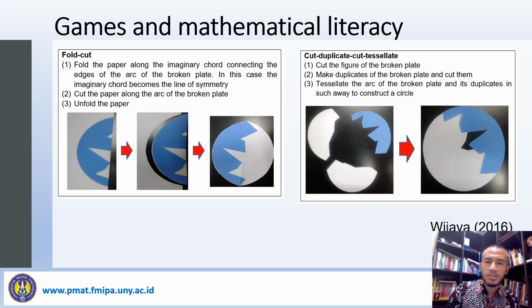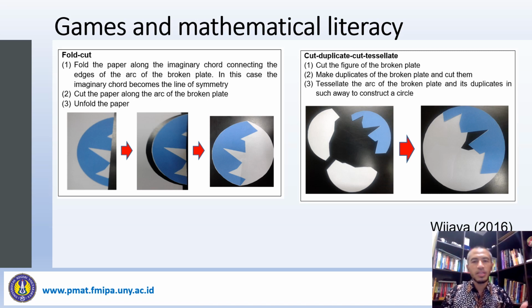And these are the result of student work when they were doing role-playing games. They really cut. They say that, okay, we make a copy of the broken plate onto the paper, and then they cut it, we fold it, and then they cut it, and then we unfold it to get the result, to get the plate. This is the first strategy, fold and cut.